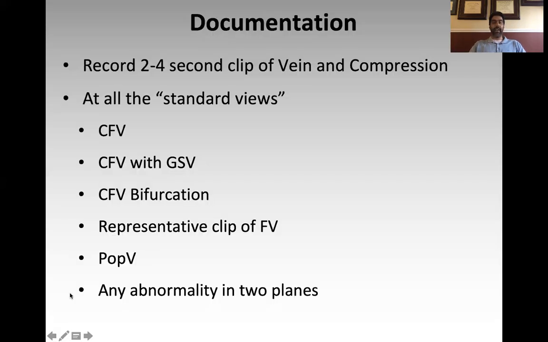Okay. As far as documentation, you want to visualize all of those required views that we discussed. Common femoral vein, all the branch points. You want to get at least one clip of the superficial femoral vein distal to the bifurcation, a representative clip of that, and a clip of the popliteal vein. Of course, if you see any abnormality, document that, the visualization and the lack of compressibility. And if you see an abnormality, visualize it and document it in two planes. Okay, so if you see a clot in the transverse axis, turn the dot up to the head and visualize it in long axis, just to confirm that you're seeing what you're seeing.